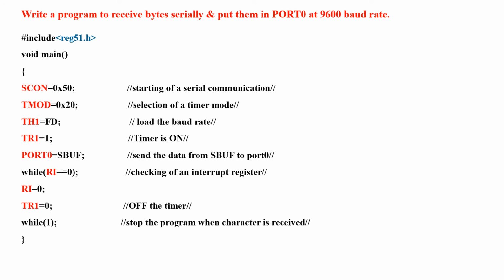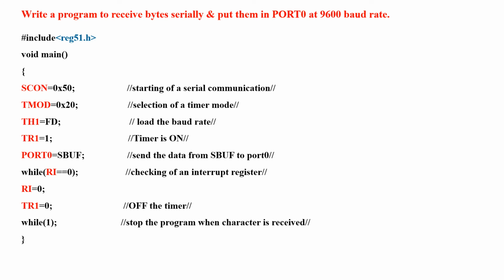Let's see the receive operation in serial communication. This program reflects the receive operation: write a program to receive bytes serially and put them in port 0 at 9600 baud rate. Again, #include <reg51.h> is used to initialize the program. Initialize the main function as void main(void). Load the SCON register with the value 0x50.